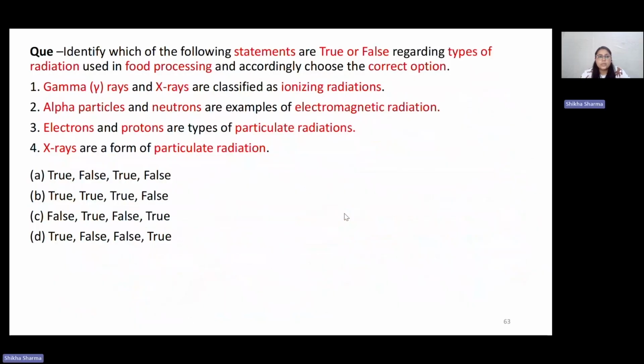Okay, let's discuss this question about radiation. We identify which of the following statements are true or false regarding the types of radiation used in food processing, and accordingly choose the correct option. Gamma rays and X-rays are classified as ionizing radiation. Alpha particles and neutrons are examples of electromagnetic radiations, electrons and protons are types of particulate radiations, and X-rays are a form of particulate radiation. So which statement is true, false? Please let me know.